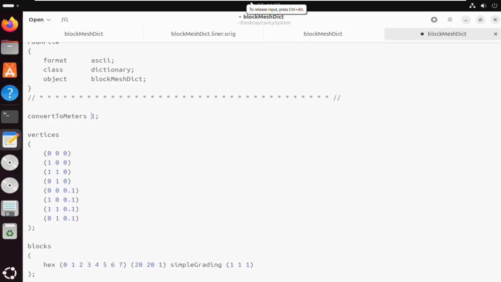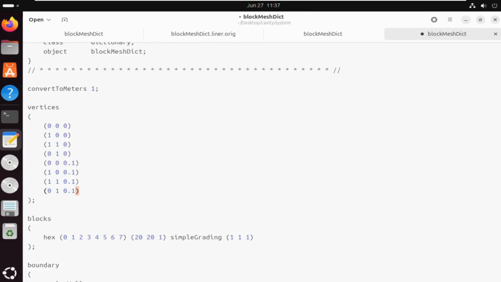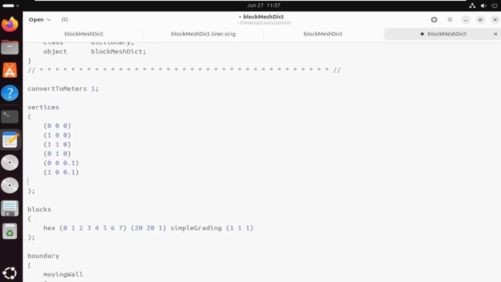This should be 1. Then I will delete 2 of them because we needed 6 points, as they told you. 0. The first one was in 0, 0. Then the first 3 points were in x equal to 0. And the radius in y direction, and z.